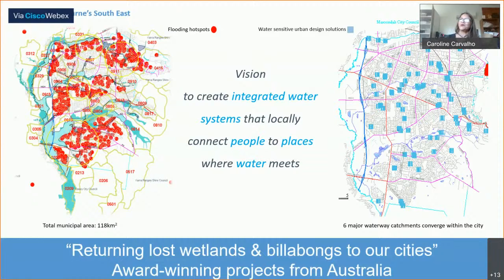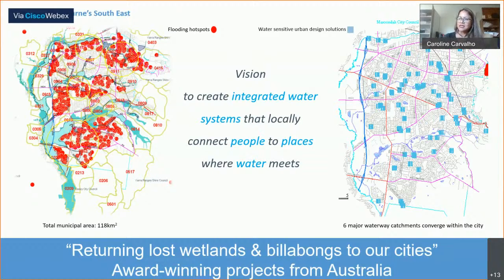So the contrast here is a 118 square kilometre municipality. All those red dots you see on the left-hand side of the map, they're all the flooding hotspots that we were dealing with. That goes back to the 1940s and 50s of urban growth and development. The right-hand side shows all the water-sensitive urban design infrastructure that we've been putting in place in the last 10 years in that city.